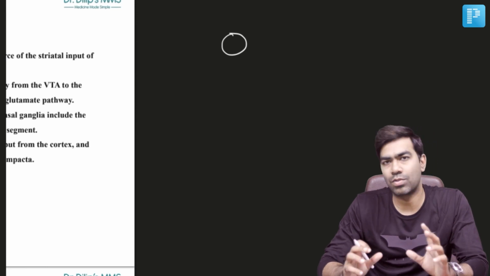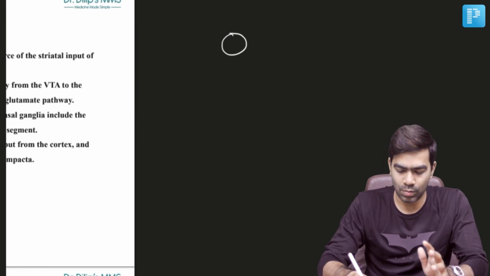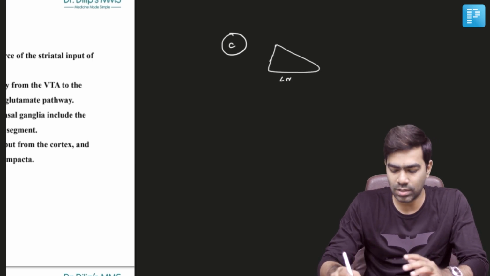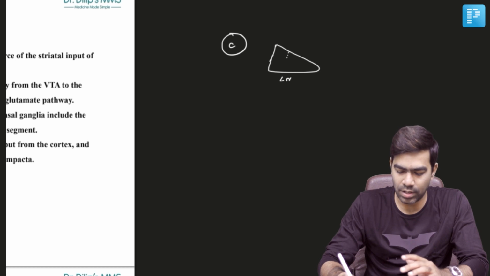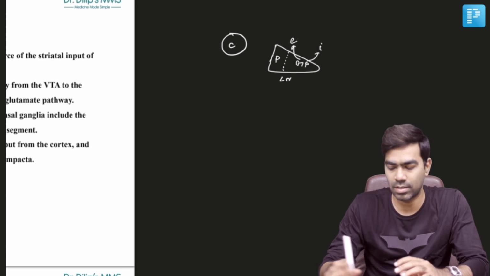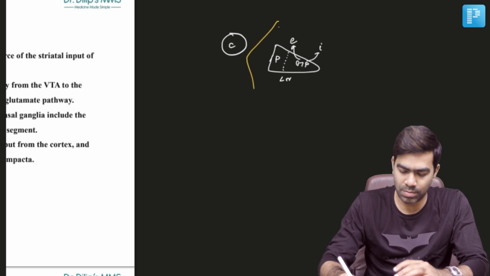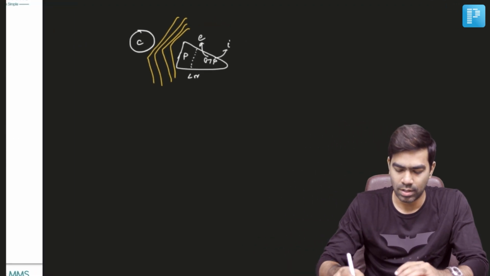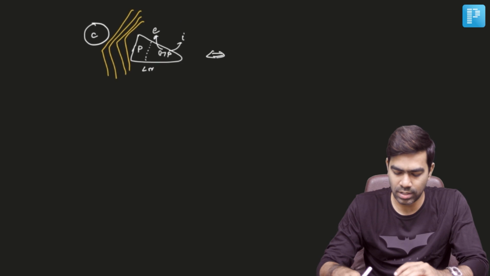Basal ganglia is composed of two very important subcortical nuclei. One is the caudate nucleus, and second one, of course, is going to be the lentiform nucleus. Lentiform nucleus is further subdivided into putamen and the globus pallidus. Globus pallidus is further subdivided into globus pallidus externus and globus pallidus internus. And we know the fibers of internal capsule are the ones that are going to pass between the caudate and the lentiform nucleus. But functionally, things work a little different.